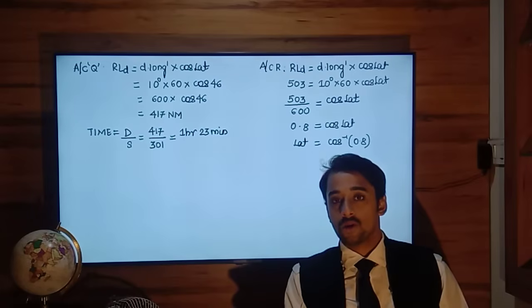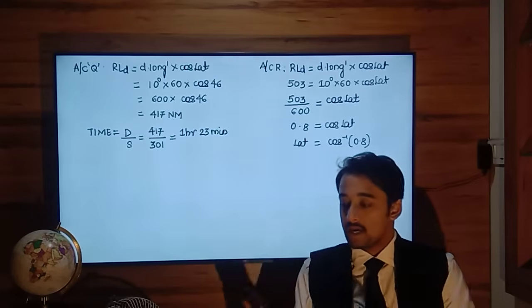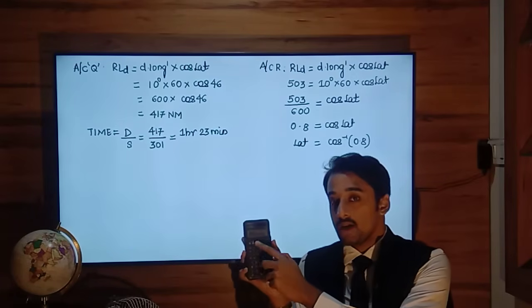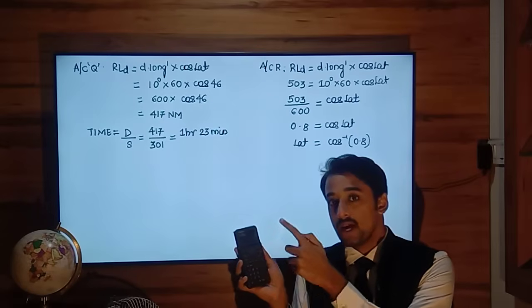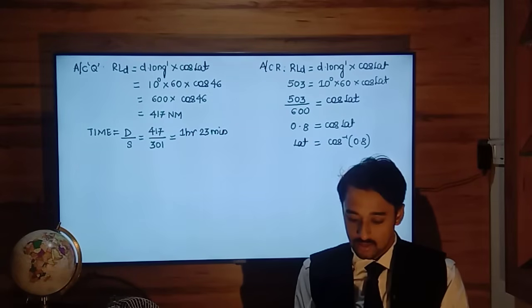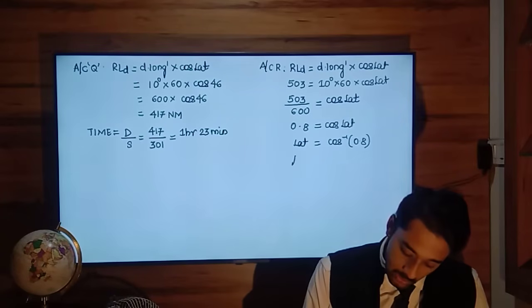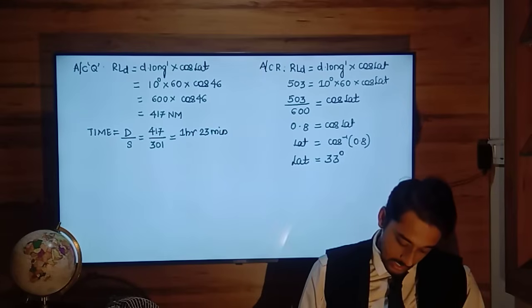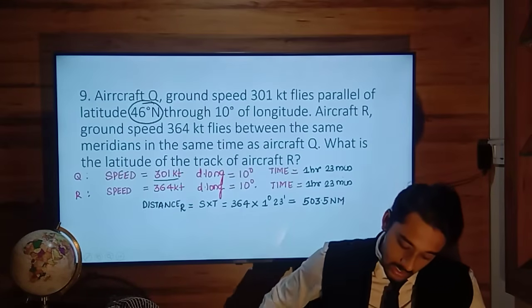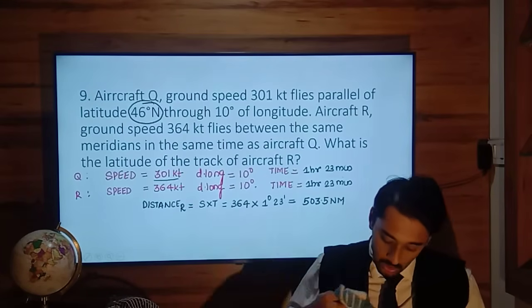So in order to find cos inverse of any value, hit the top left button, shift, and then press the cos button. You will get cos inverse. So that is equal to a latitude of 33 degrees. That is equal to the latitude of 33 degrees north.